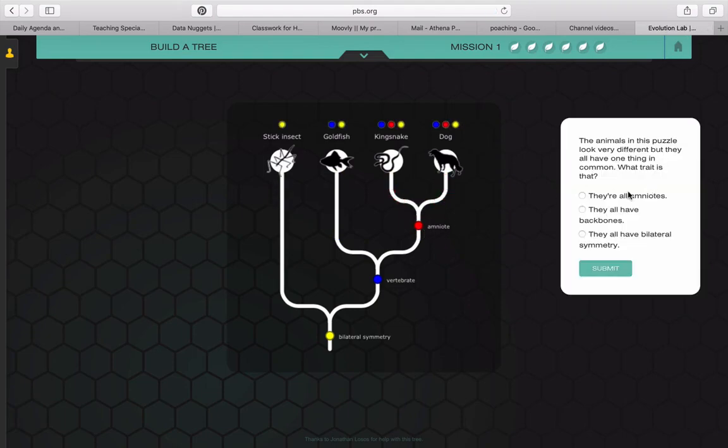So looking at these organisms, what do they all have in common? That would go back here. So this ancestor way back had bilateral symmetry. That's why everything past that has bilateral symmetry.